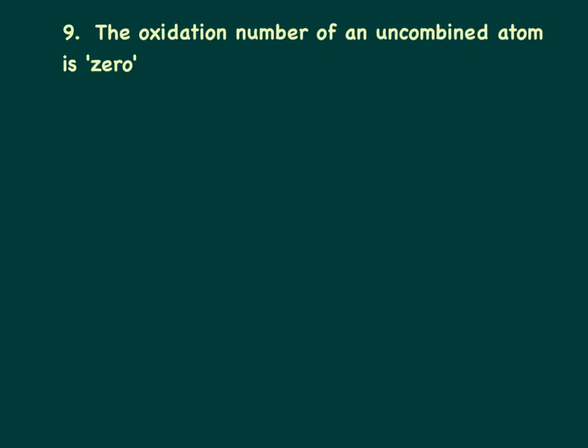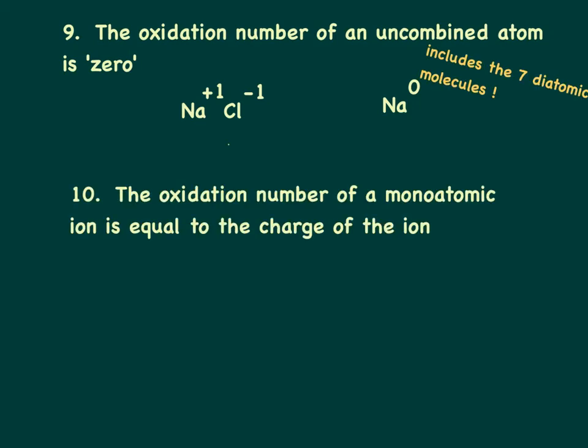So where you would have an oxidation number for sodium of a +1 when sodium is bonded to chlorine, if you had just plain sodium by itself not bonded to anything, its oxidation number would be 0. This is also true for our 7 diatomic molecules. Our next rule states that the oxidation number of a monoatomic ion is going to be equal to the charge of that ion. So for example, the formula for an oxide ion is O with a -2 charge. And so an oxide ion's oxidation number is also going to be a -2.